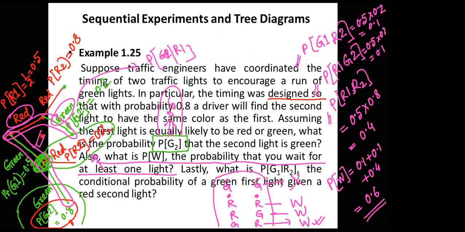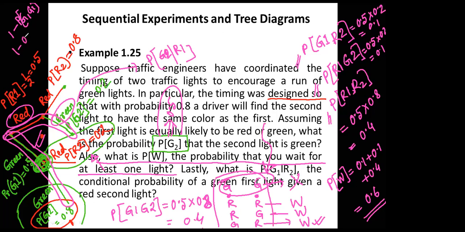Sir, we find out green and subtract it from 1. Right, very good. We will find G1, G2, because this is the probability that you can go. If I can find the probability of go, then I can find the probability of wait, because probability of go plus probability of wait equals 1. So what is the probability of G1, G2? It will be 0.4. That is 0.5 into 0.8, and that will be 0.4. Subtract it from 1, 1 minus 0.4, and that will be 0.6, which is the same as this one.